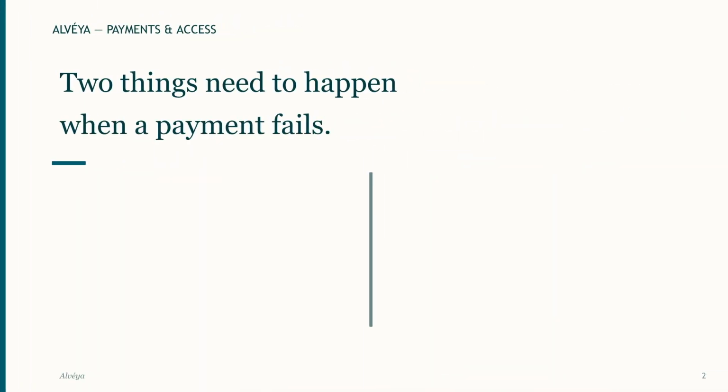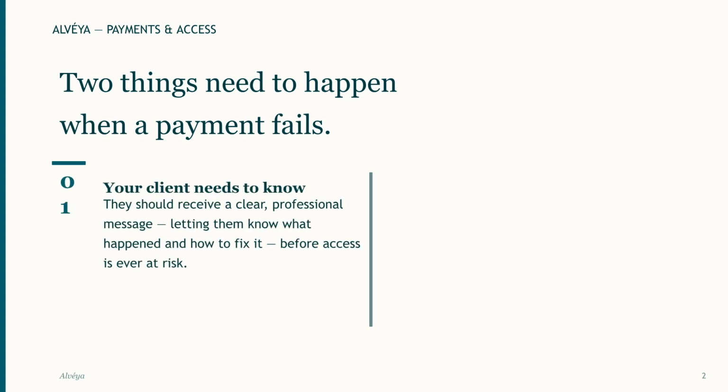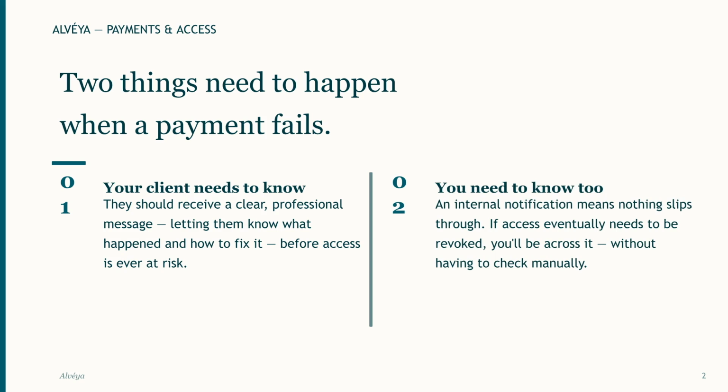Two things need to happen. Your client needs to hear from you clearly and quickly, not in a way that feels like a debt collector, but in a way that feels like you, a simple, professional message that tells them what happened and gives them exactly what they need to fix it. And at the same time, you need an internal alert, because if access eventually needs to come off, you want to know that's happened without having to dig around in your dashboard. That's the system we're building here.